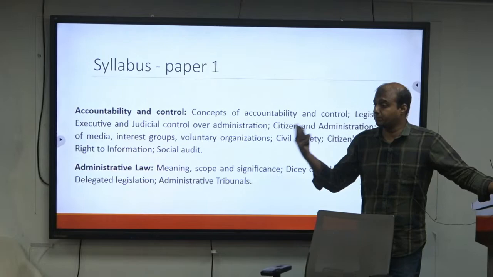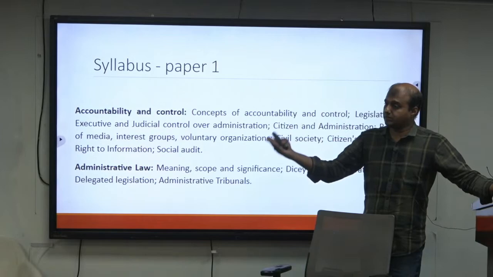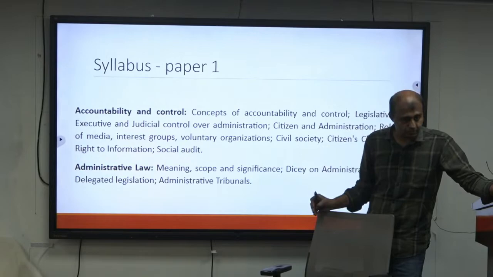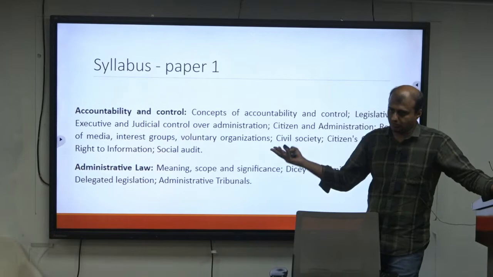Obviously, as you recall, 2 to 3 years back, even the farm bills that the government had passed, what did Prime Minister Modi do? He took them back. He repealed the farm bills because of the pressure by the farmers' groups. So those are obviously pressure groups only. How do they function? What is the definition of all of them? That all we have to study indirectly.